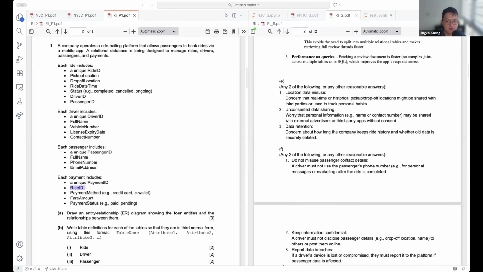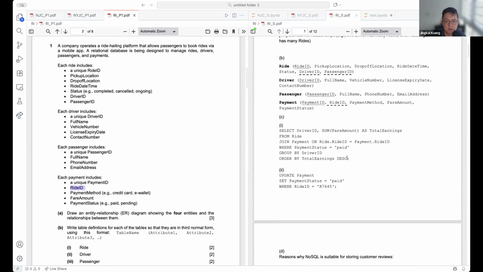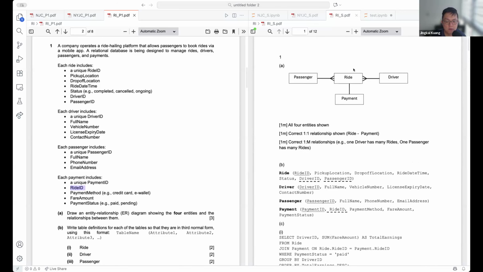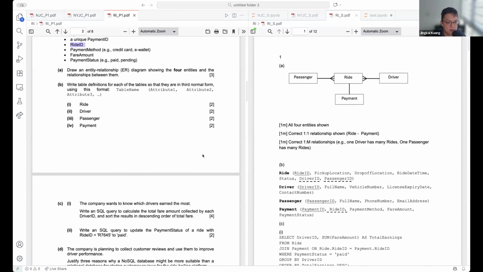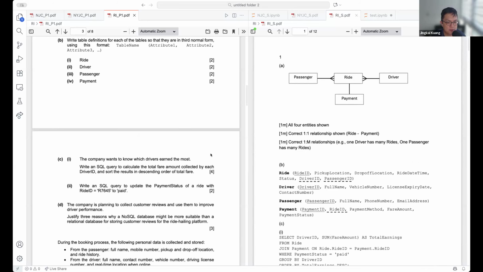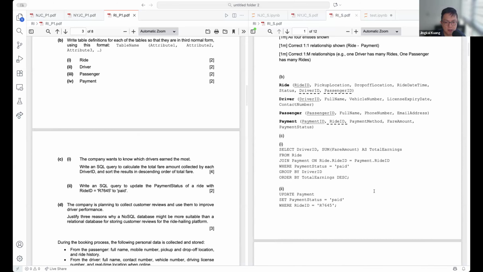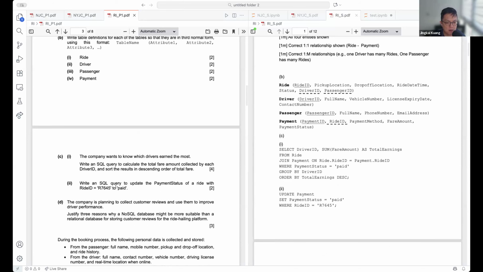Okay, let me check. Question 1. One to one. Yeah, ride and payment one to one. Okay. Anything else that you want to ask? Which driver earns the most? So write an SQL query. Anything special about this query? Use join. Basically you can replace a join with where something equals something. Most of the time it works. Okay. Nothing else, right?